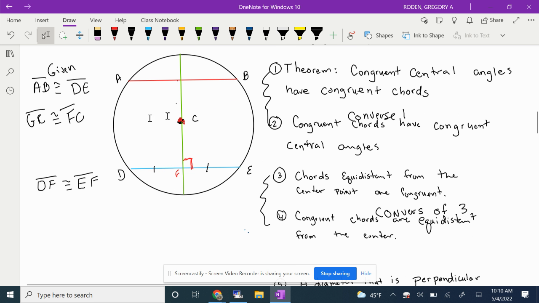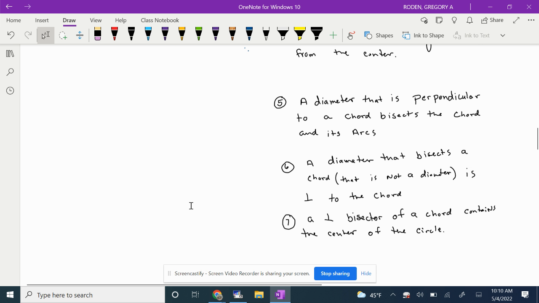So the other chord is not a diameter. It's saying that the blue one is not also a diameter. You guys understand that? Yep. Okay. So it's saying that a diameter that bisects a chord is perpendicular to the chord.